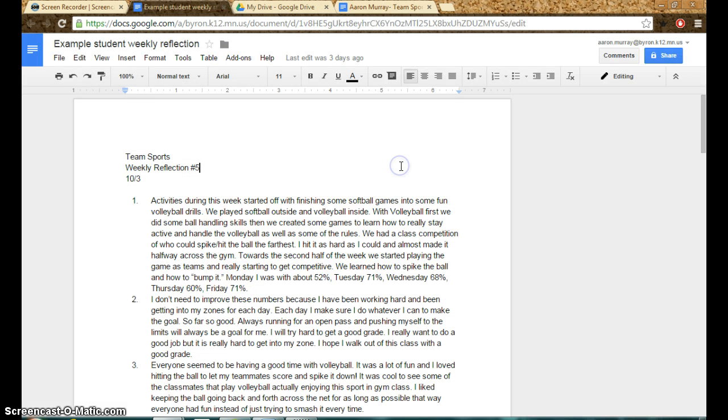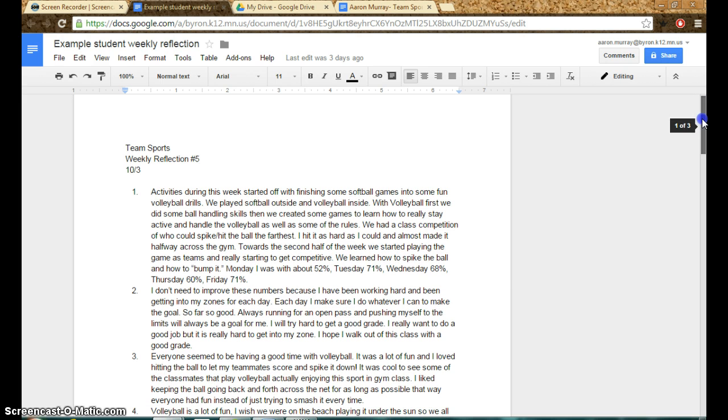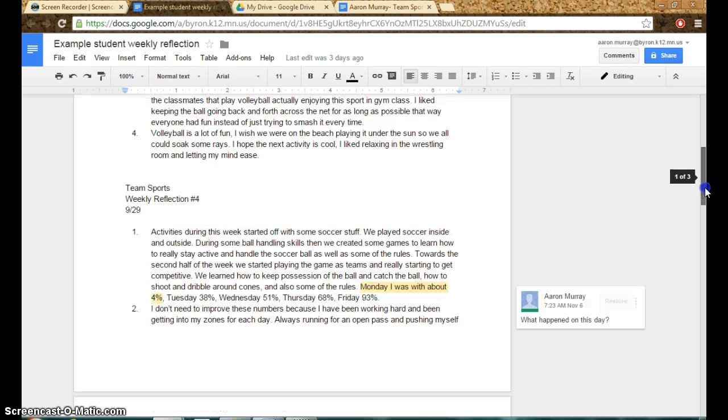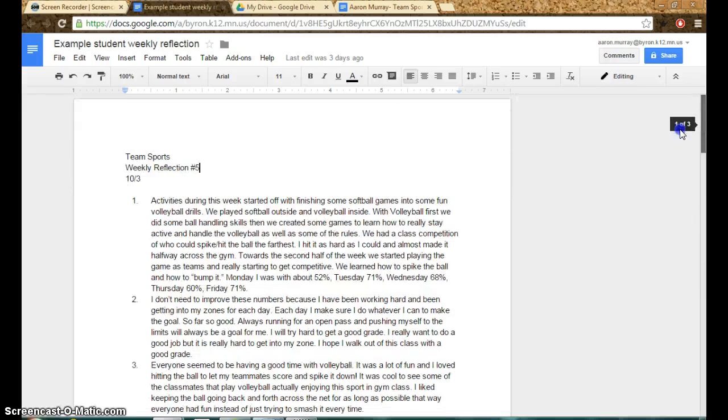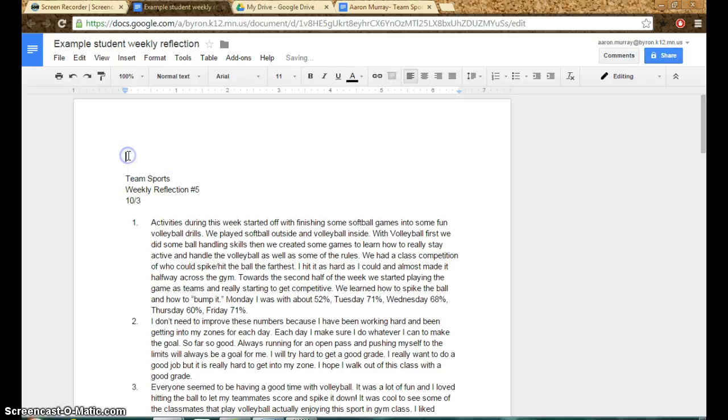This is one that was created last quarter by a student who did a pretty good job. What they did is, first thing here, is they have number 5 at the top. So the newest reflection should always be at the top. If we go down here, it's number 4, number 3, number 2, so on and so forth. You always want the newest one at the top. So if there's a new week here, right there, that's where you would start your new reflection, okay?